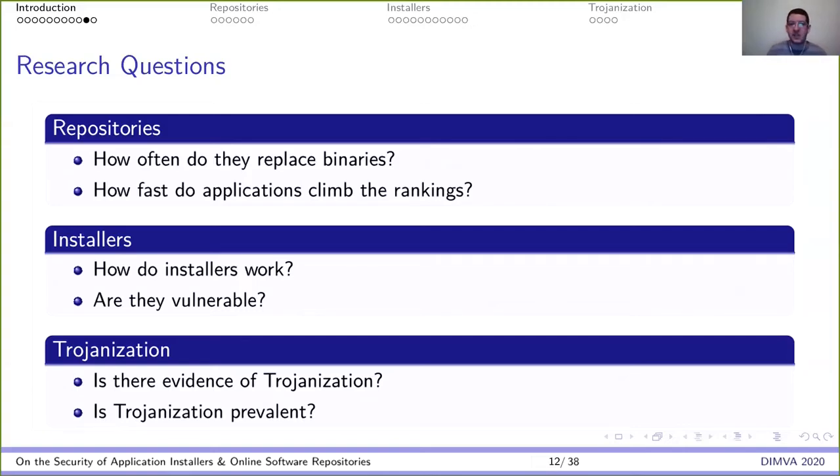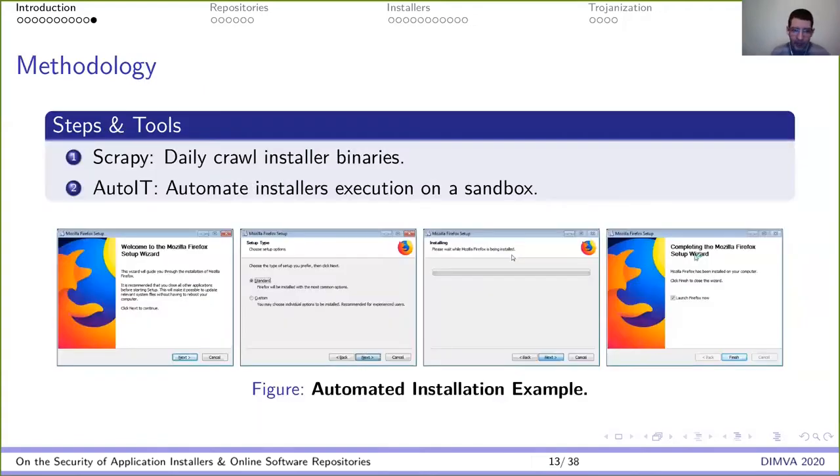So we'd like to investigate all of this. And for doing so, what we did was first develop a crawler that every day collects all the most popular applications of all the presented repositories. So we collected all the binaries distributed. So even if the binary distributed for a given application changes from one day to another, you are able to identify it since we collected all binaries every day.